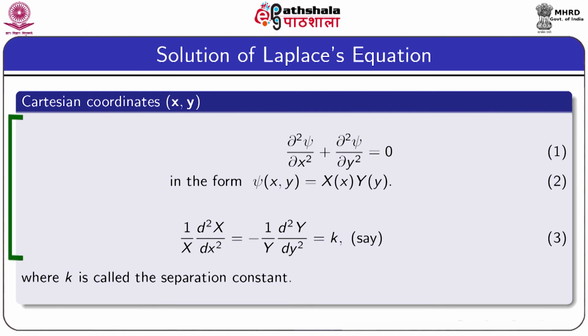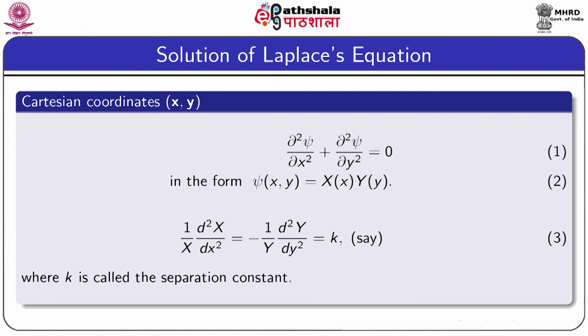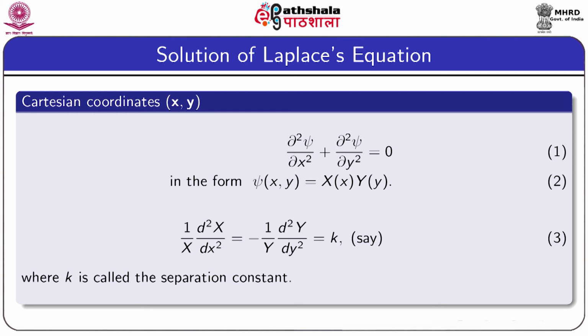In that method, we assume the function psi as a product of two functions capital X and capital Y, where capital X and capital Y are functions of small x and small y respectively. So, assuming the solution in the form written in 2, if we substitute this expression in equation 1, it can be written in the form of equation number 3. That means (1/X) d²X/dx² = −(1/Y) d²Y/dy² = k, a constant, where k is called the separation constant.